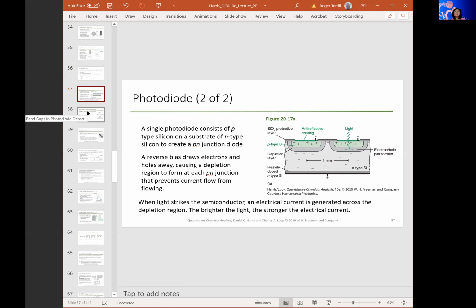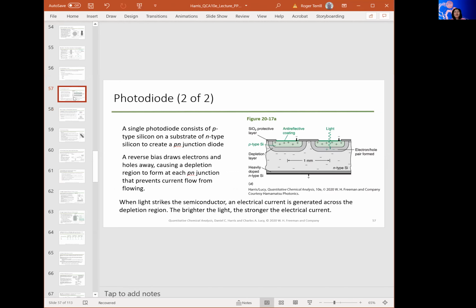I have a question, Doctor. Yes, Van. Does the thickness of the N-type silicon matter? Not really, no. The P region here is thin, right? This is very thin. So the photons have to get through here, and they have to be created, I think, somewhere in this depletion region.